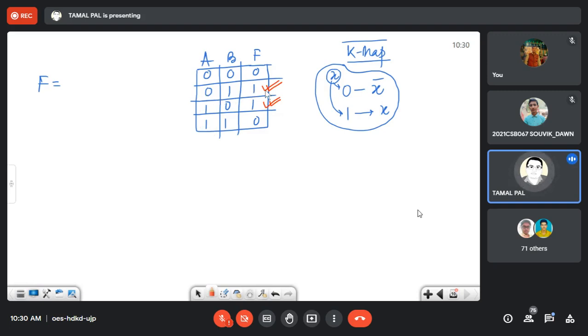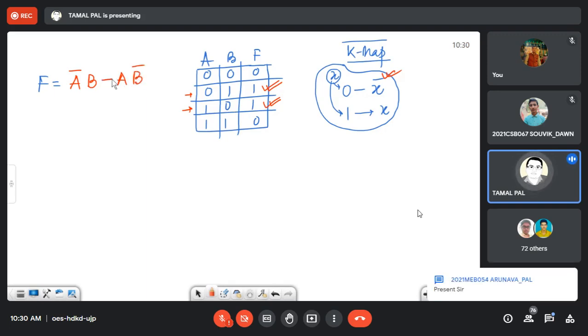Now, for each row, you consider that here A is 0 and B is 1. So we write A complement and B, as per this rule. For this row, A is 1, B is 0, so we write A directly, but we use the complement of B.